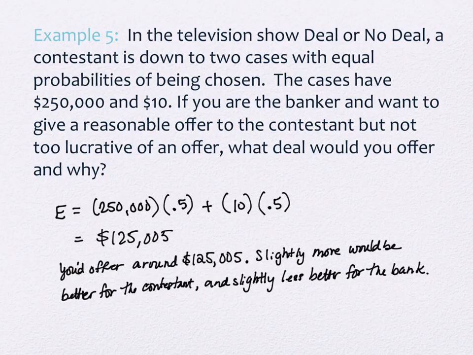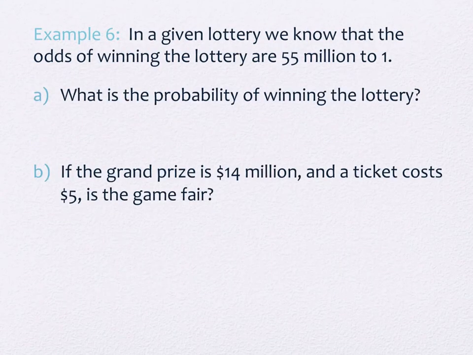Make sense? Okay, we're going to take another type of quote-unquote game. Specifically, we're going to look at a lottery. All right, in this particular lottery, we know that the odds of winning the lottery are 55 million to 1.